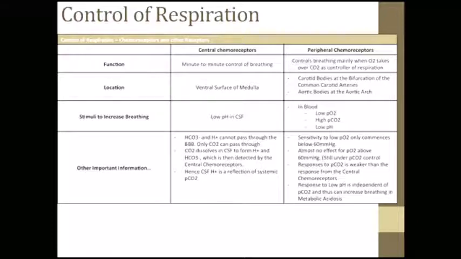And your peripheral chemoreceptors control breathing mainly when O2 takes over CO2 as a controller of respiration. So this is basically found in your carotid and aortic bodies, and they respond to low PO2, high CO2, and low pH. However, the sensitivity to low PO2 only commences below 60 mmHg, because before that, your central chemoreceptors are dominant.